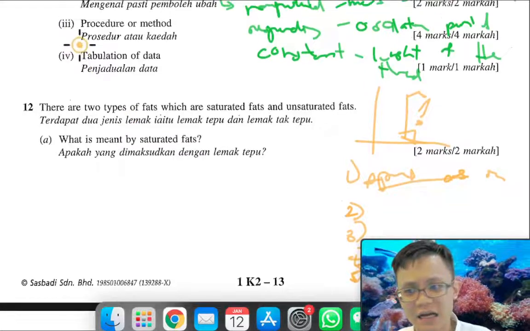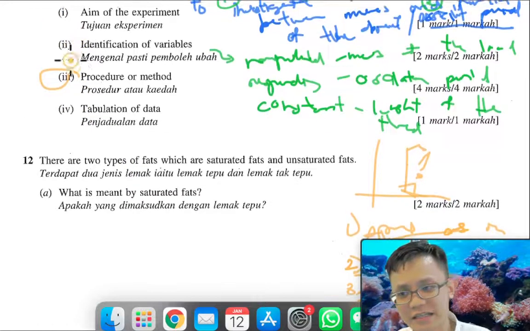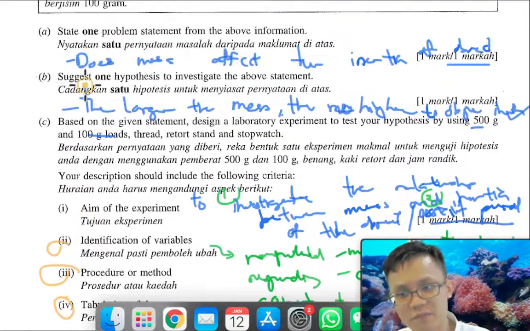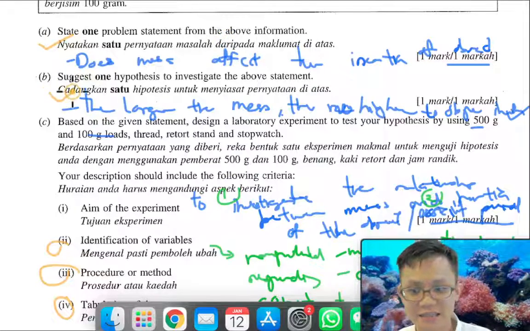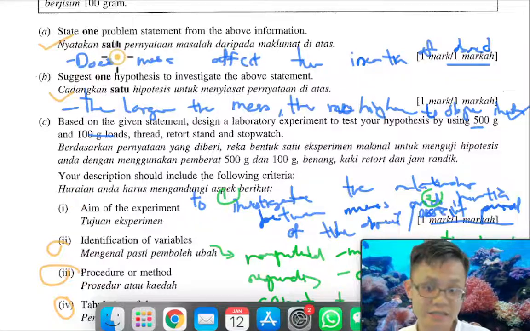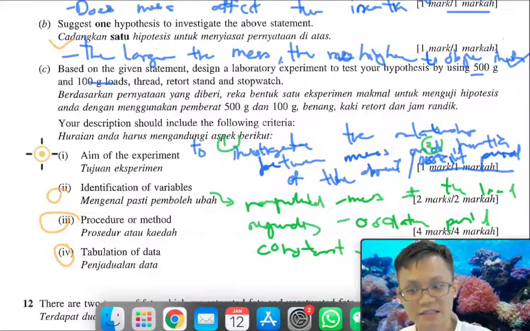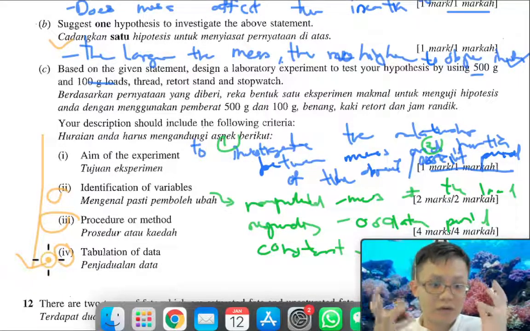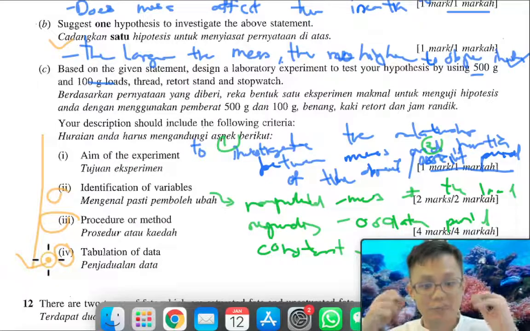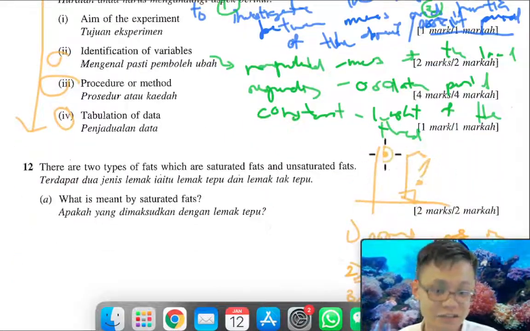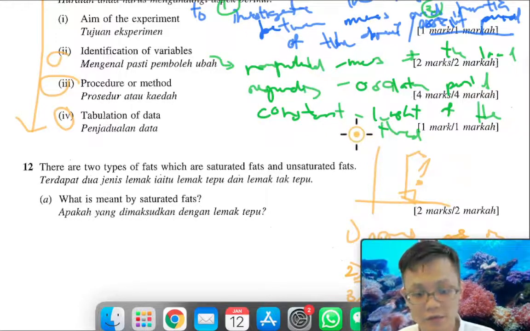Everything is very easy. Actually, the more difficult one is the problem statement. Problem statement is the hardest one. Hypothesis I think is easy. But once you complete the problem statement and the hypothesis, all this is easy already, because you already know the concept. When you're able to draw the picture, you just need to explain. You explain the picture, just imagine explaining the picture, and you can do it.